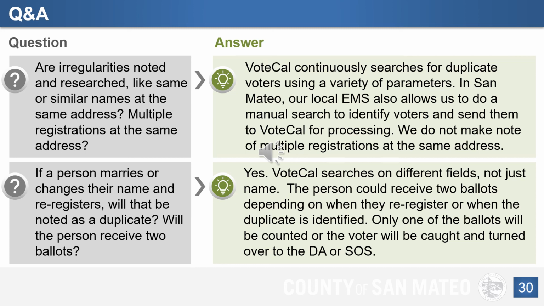Question: if a person marries or changes their name and re-registers, will that be noted as a duplicate? Will the person receive 2 ballots? Answer: yes. VoteCal searches on different fields, not just name. The person can receive 2 ballots depending on when they re-register or when the duplicate is identified. Only one of the ballots will be counted, or the voter will be caught and turned over to the district attorney or secretary of state.